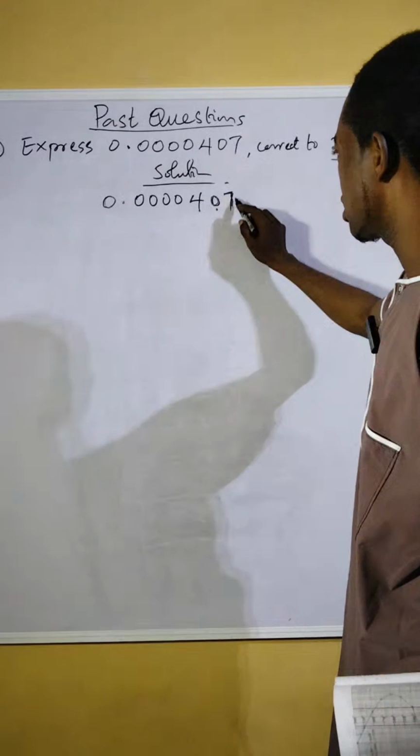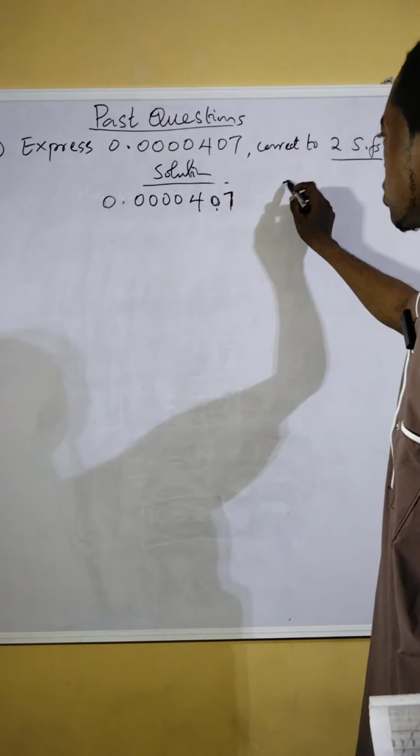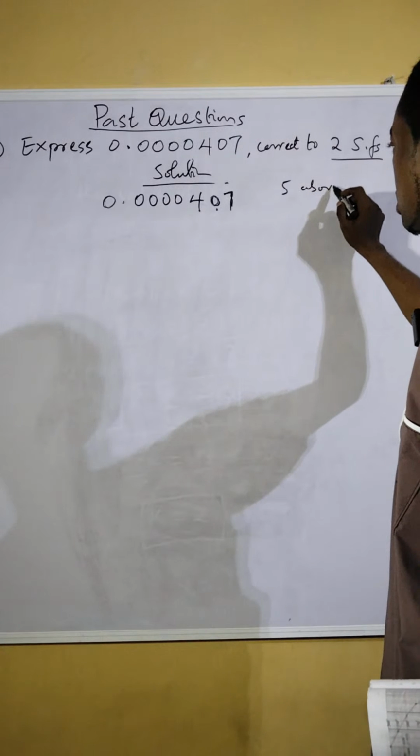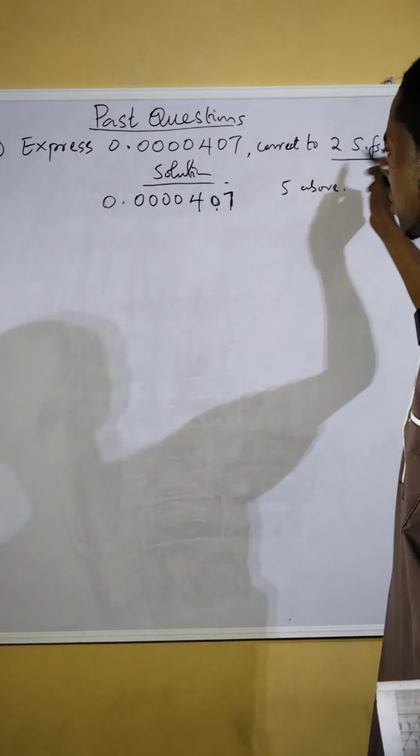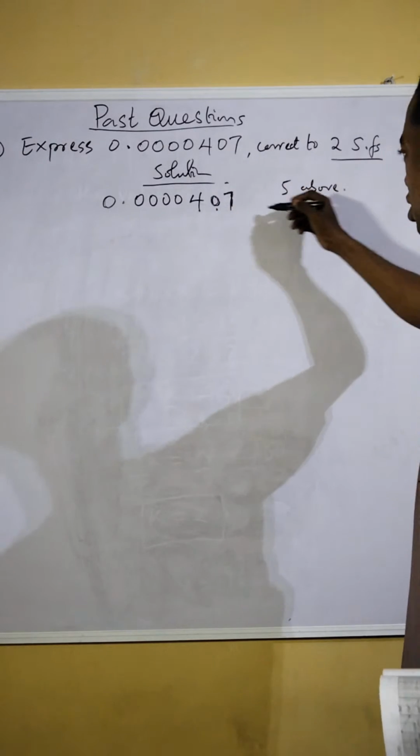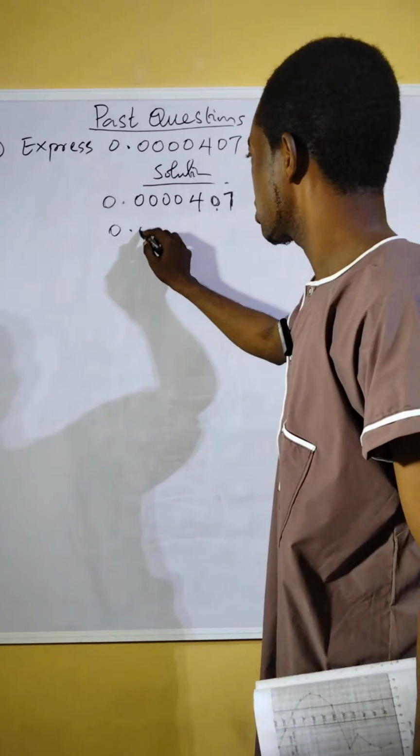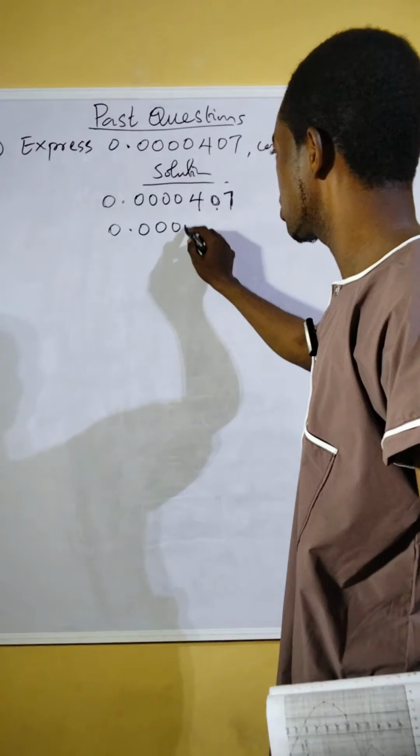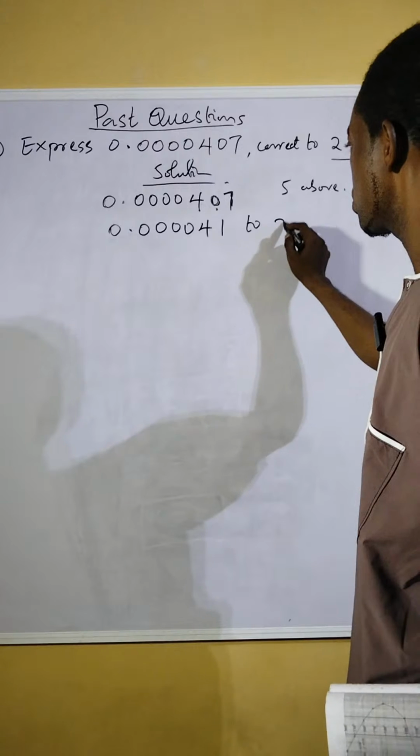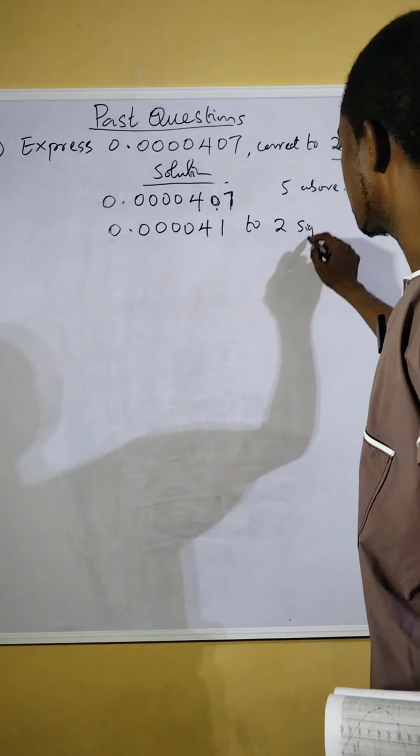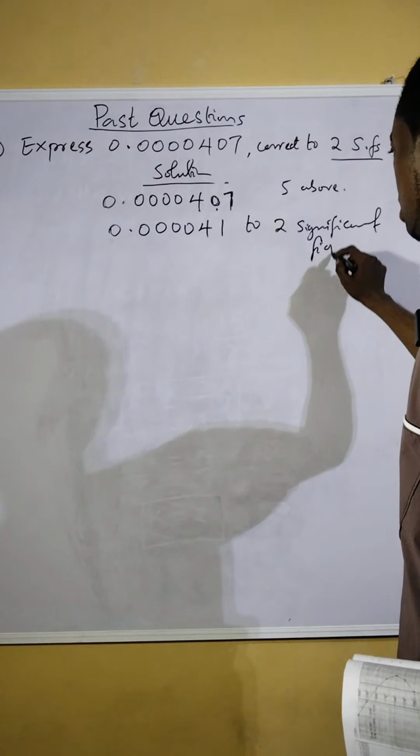Now, we consider this 7 after 0 here is 5 and above. So, when we have 5 and above, we round it up. So, any number from 5, 6, 7, 8, we round up to 1 and will be added to the position we are going. So this will now be 0.00041. This is to two significant figures. So that is how to handle this.